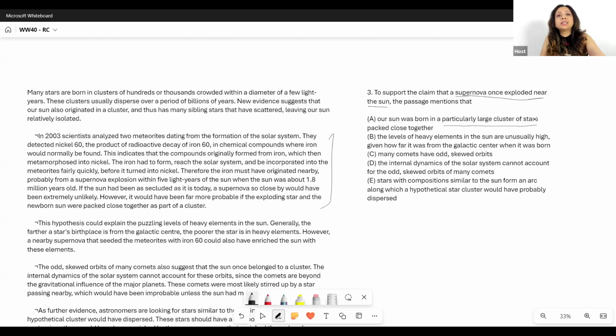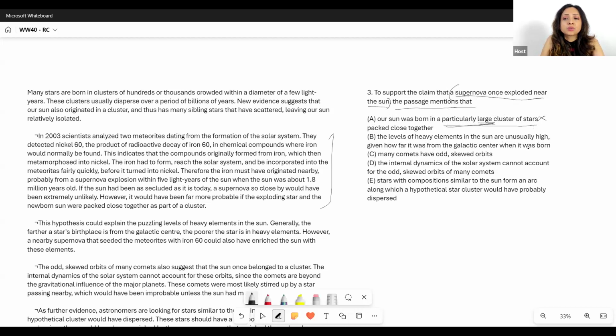We should have the data given to us, the fact given to us. It is saying that the passage mentions that. So the fact which is supporting this particular claim, a supernova once exploded near the sun, should be given to us over here. And the passage doesn't mention anything about a large cluster or small cluster, right? So not the answer.